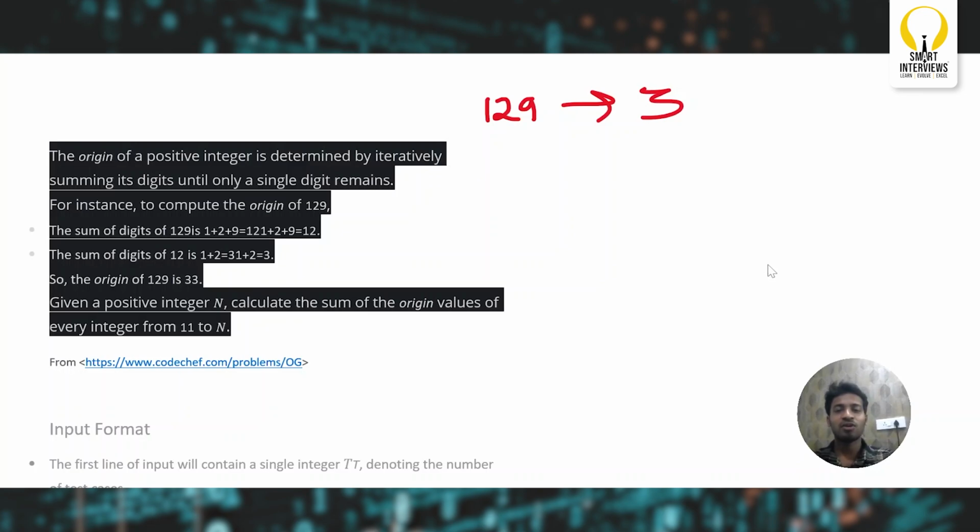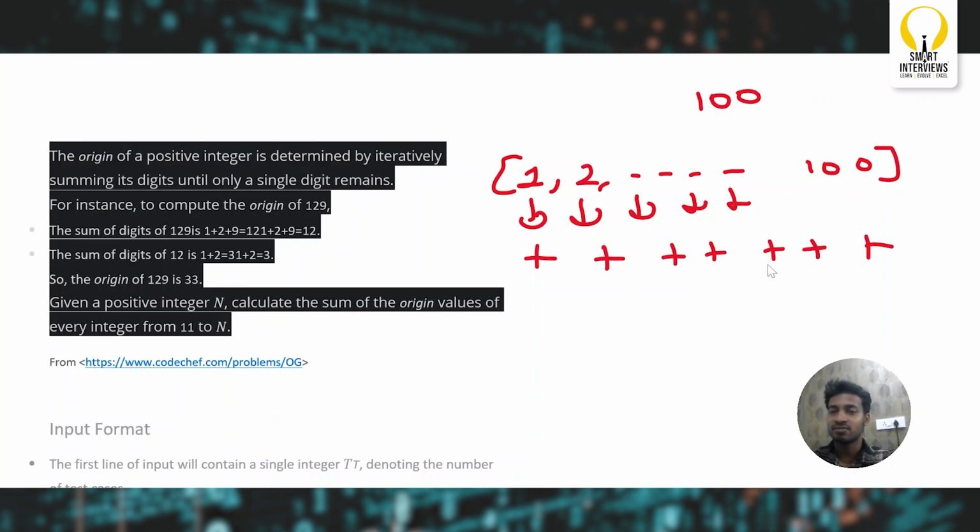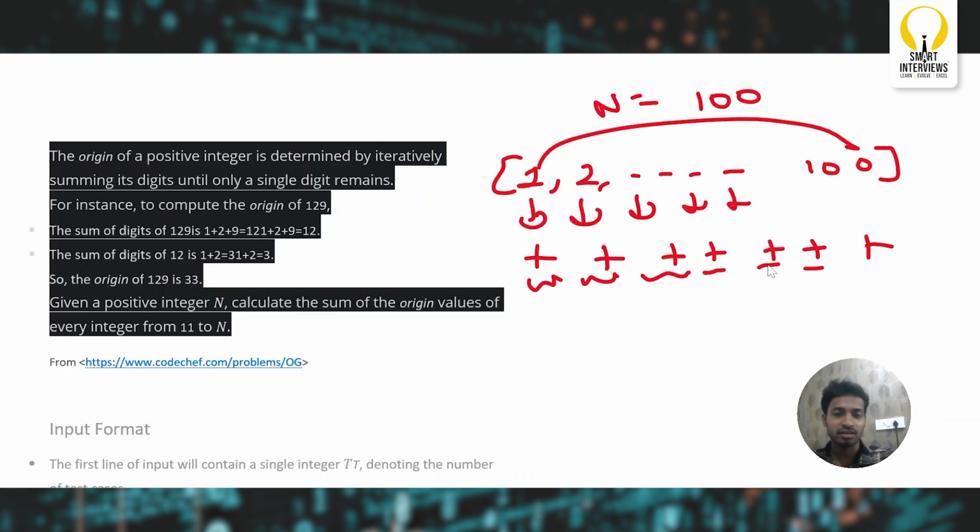Now what they are saying is, given a value n, let's say n is 100. From 1 to 100, for every number there will be some origin value, which you understood previously. You need to take the sum of all of them from 1 to 100. If n is equal to 100, you need to take the sum of all of those origin values. All these origin values are basically integers from 1 to 9. Their sum is what you need to return.